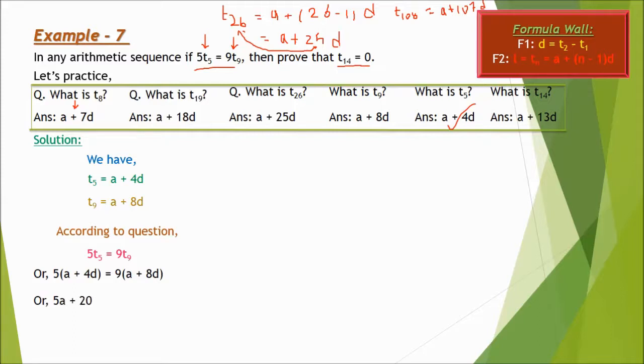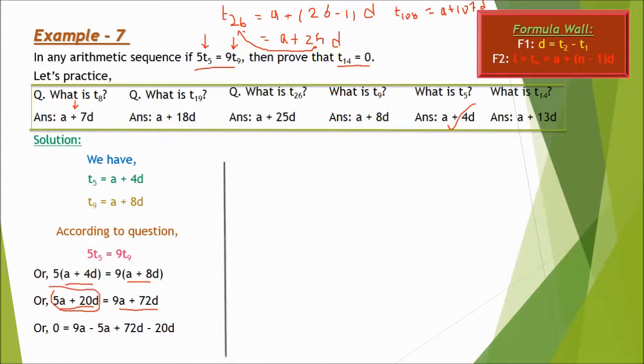We can substitute the value of T5 as a plus 4d and T9 as a plus 8d, and on multiplying, 5a plus 20d and 9a plus 72d. Like terms will be together, I think, or 0 is equal to 9a minus 5a plus 72d minus 20d. From here, all terms go to the right hand side. Now you can see 0 is equal to 4a plus 52d. On subtraction, you can see this is 4a and this is 52d. And while taking common 4, bracket a plus 13d.